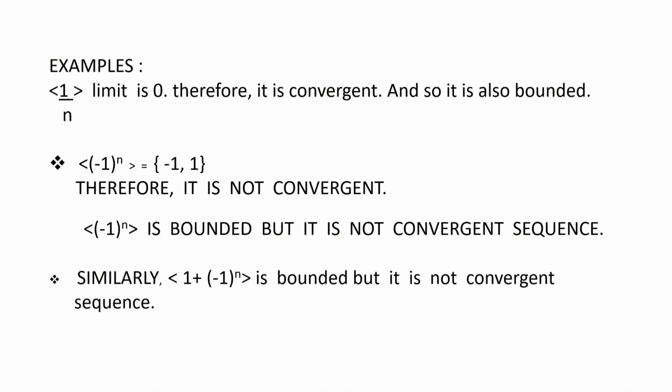If the sequence is 1 by n, the limit is 0, then it is convergent and also it is bounded. If the sequence is (-1) power n, the limit points are -1 and 1, therefore it is not convergent. The sequence (-1) power n is bounded, but it is not a convergent sequence. Similarly, the sequence 1 plus (-1) power n is bounded, but it is not a convergent sequence.